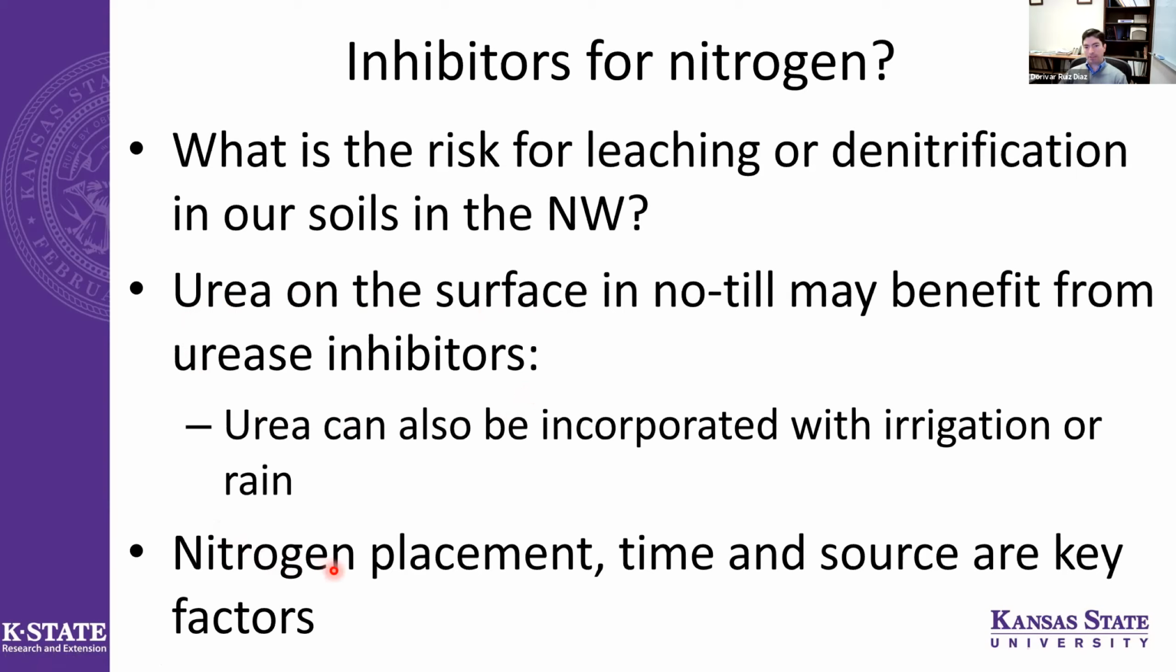A few key points: nitrogen placement, time, and source are always going to be key factors. In many cases, and especially in Western Kansas, where we have more options, I will say that we can take care of most of the nitrogen loss problems with a combination of placement, time, and source, even without the use of inhibitors. So again, something to keep in mind. And I do see this oftentimes. Some guys may still be thinking of using inhibitors, but they're already doing an excellent job in terms of placement, time, and source, so typically there will not be any additional benefits.